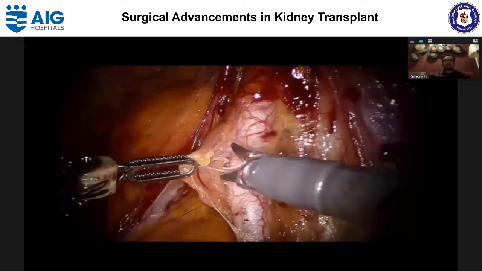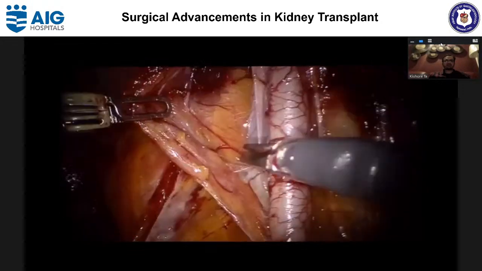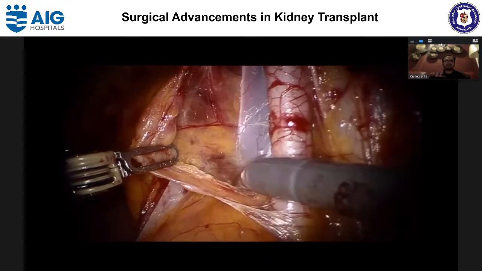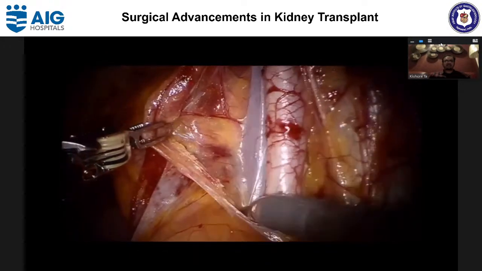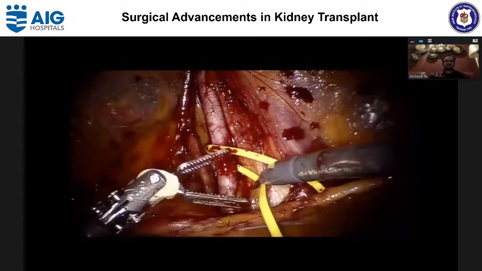And I do a minimal dissection of the lymphatics. I just separate, tease it away. I don't divide it generally unless the patient is obese. We end up dividing that. And I dissect cranially all the way up to the crossing of the ureter. And I loop the vessels.